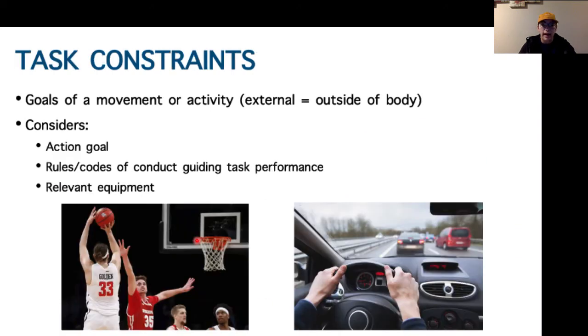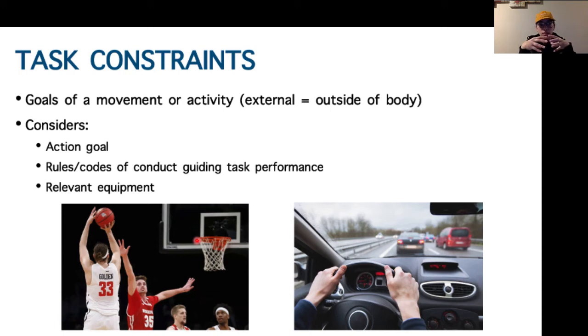The last type of constraint that we have are task constraints, again, external to the body, so they're not a part of the individual. But task constraints are specifically related to the goals of a movement or an activity. So if you guys have taken Kin 312 before this class, or you're taking it concurrently with this class, when we talk about an action goal, it is like a defined set of sequences. It's a defined sequence of events. And there's certain characteristics that make up that action goal.